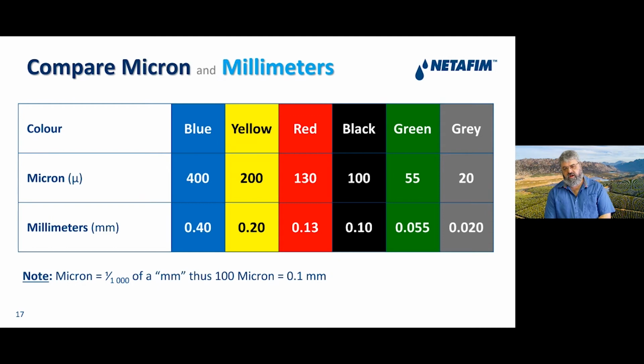And this is why we have the different filtration grades, to adapt according to what we need to protect. If we look at the black disc, it's 100 micron, so that's basically 0.1 millimeter protection. That's double the protection that you will get on the yellow disc.